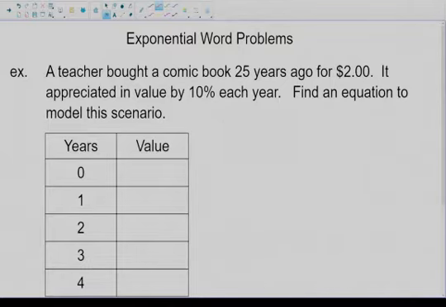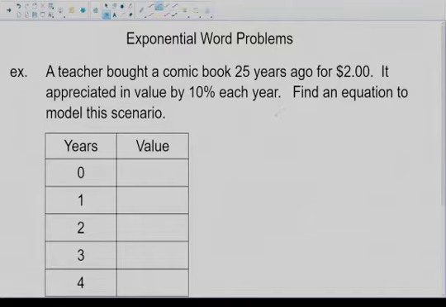So on your calculators, when you do some of these calculations, you might end up with that E symbol, which means scientific notation. Just be aware that that can happen. Okay, but otherwise the math here is going to be, I hope, fairly straightforward. So a teacher bought a comic book 25 years ago for $2.